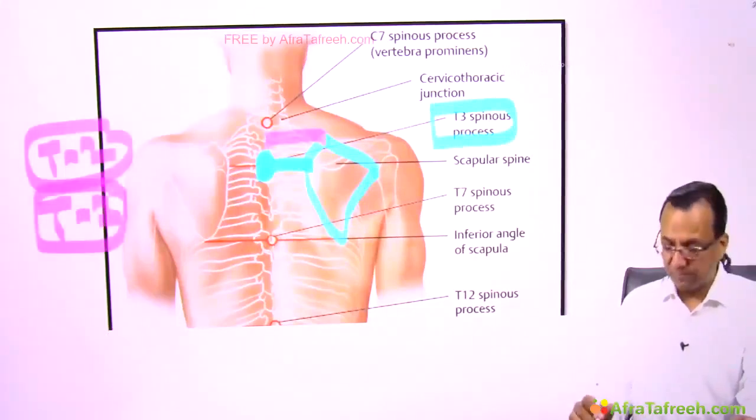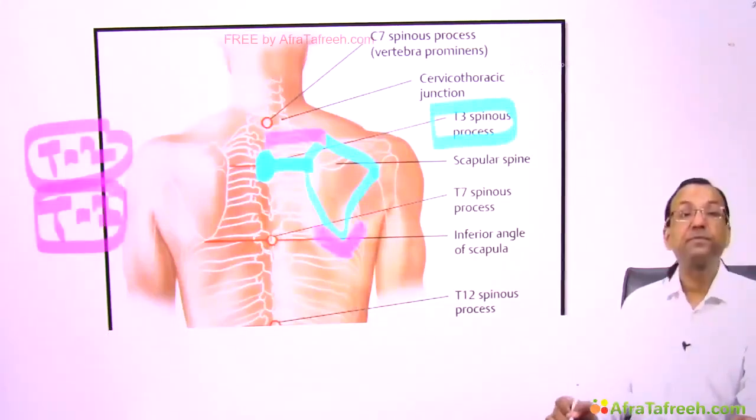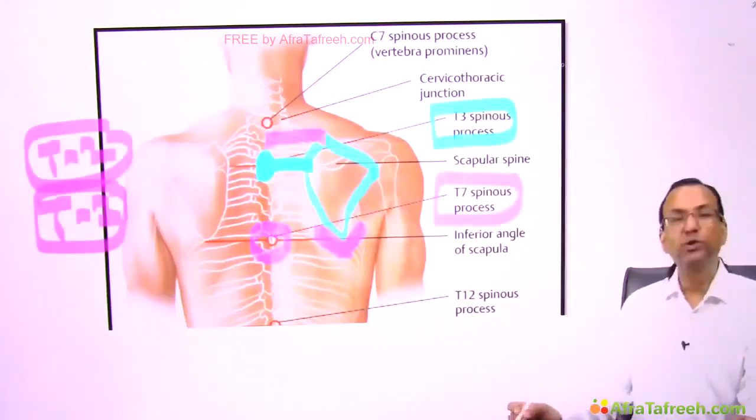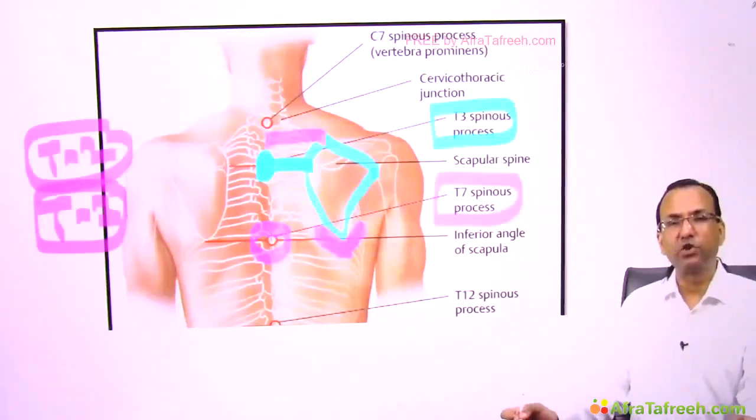Where is the inferior angle? T7? Yeah, T7. So T2, T3, T7. Yes: superior angle, spine of scapula, and inferior angle.